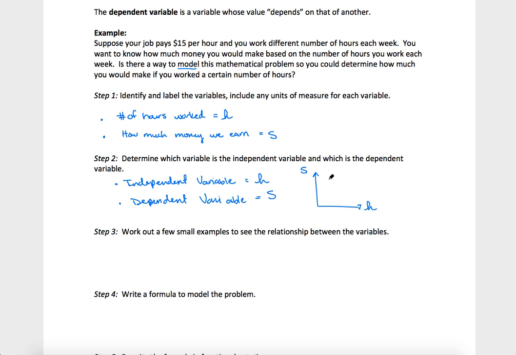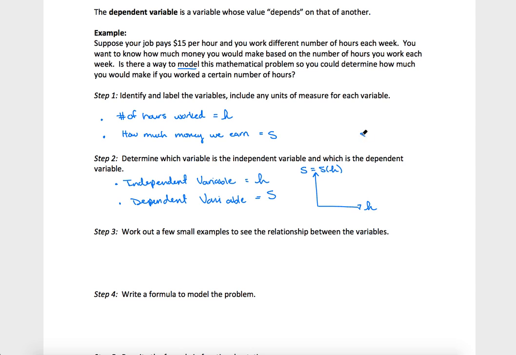Let's use function notation to show that S is a function of H, or S depends on H. So I'm going to just rewrite this, and I'm going to say S is the same thing as S of H. Okay, so I'm going to call this function S of H. And again, I'm using S, but you can use any variable that you want.